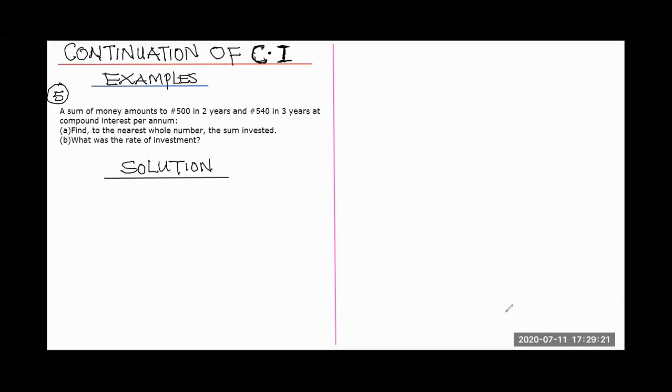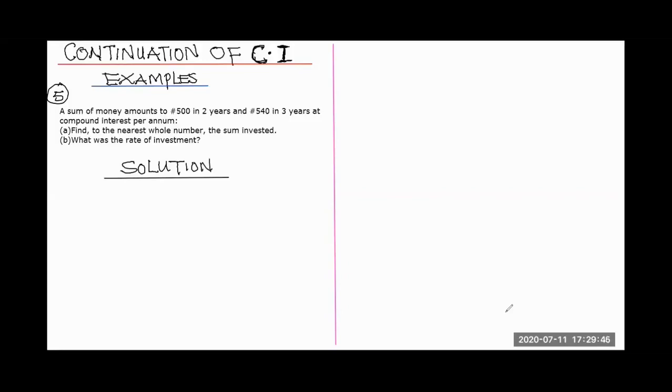Now, look at this question. It is per annum, so the rate is per annum, and our reckoning time is 2 years, that means every year. So the rate and our periods are compatible, and we don't have a problem with that. We established that explanation in episode 2. We have to find, to the nearest whole number, the sum invested.